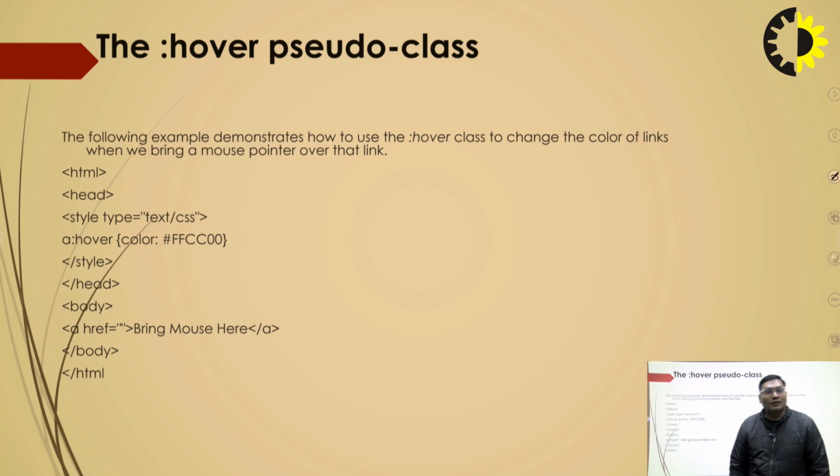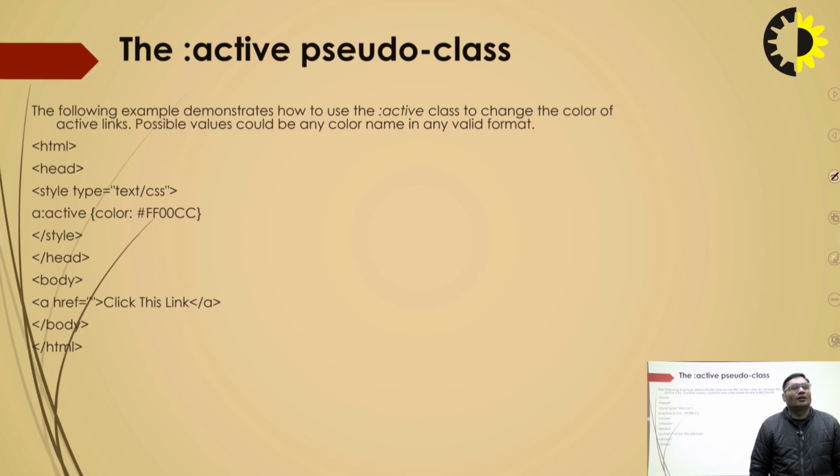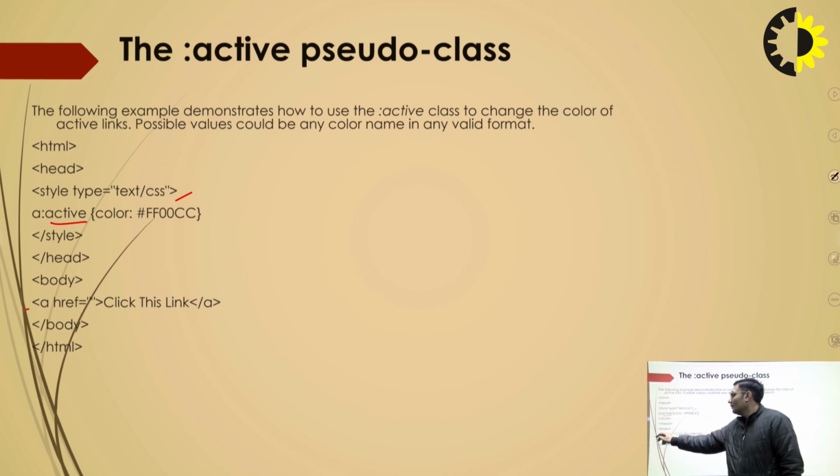Hover pseudo class. Let's see an example. Here I'm writing a colon hover pseudo class, the property, colon, the value. So the color will change when we place the mouse over it, based on this color value. Now the active pseudo class: again the same thing, we just write colon active, and the color value that we want to change will be effective here.